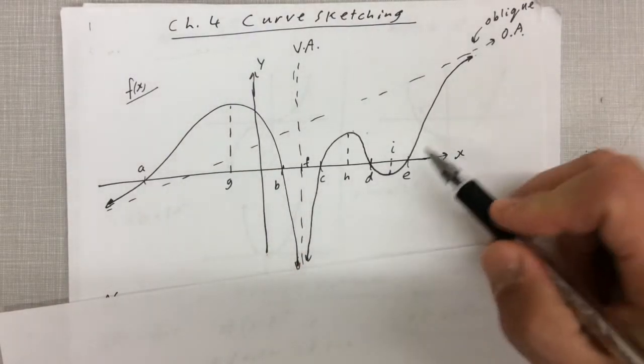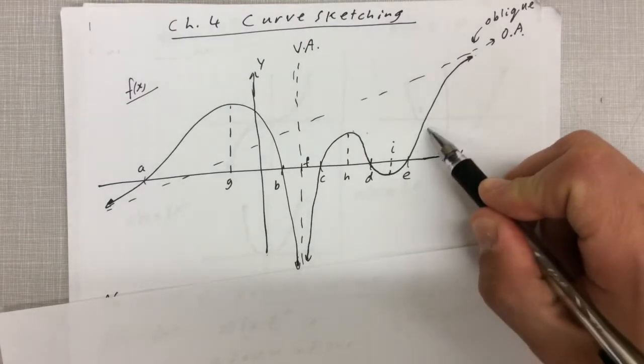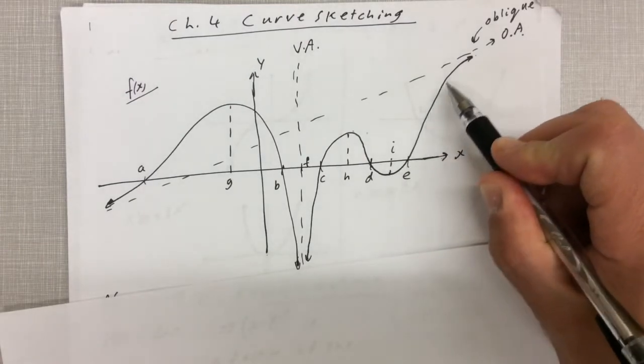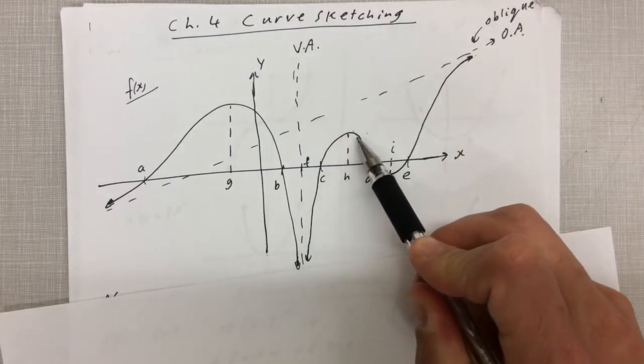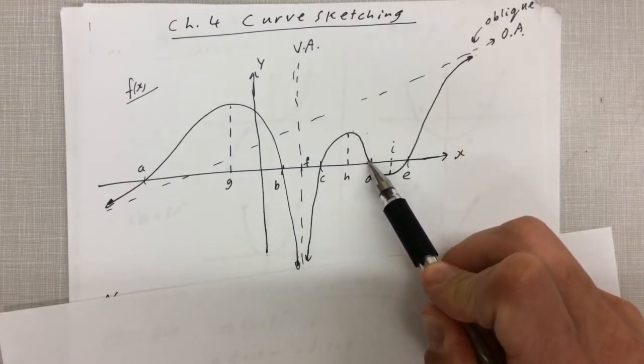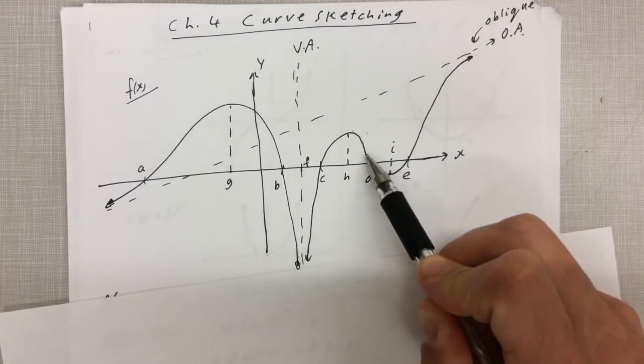So for example, this one is curving this way and then all of a sudden starts to curve back this way. Or right here, where it starts to curve this way, curving down, and then starts curving back up again. So the curvature starts changing.